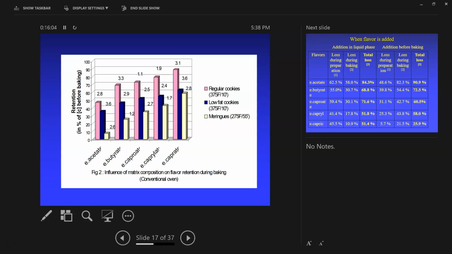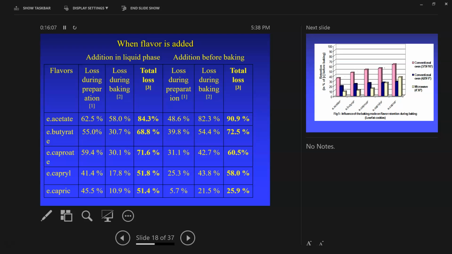There's an awful lot of data that's presented in this presentation from the work. When flavor is added in the liquid phase, it's lost during preparation and lost during baking. So you lose flavor during the preparation. You've got this mixing and whipping, in some cases whipping the butter. And so there's some loss in preparation. And if you think about it, okay, this is the preparation of the dough. This is just before baking. So here you work the flavor into a dough. Here you put it in as an ingredient.